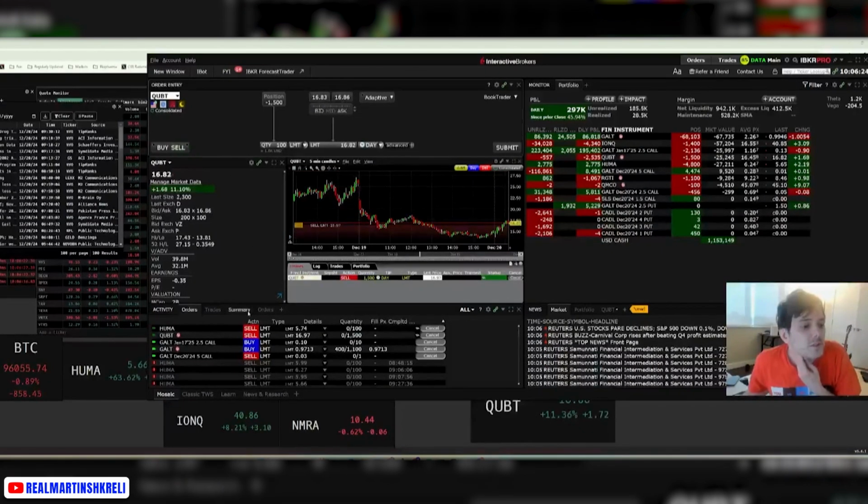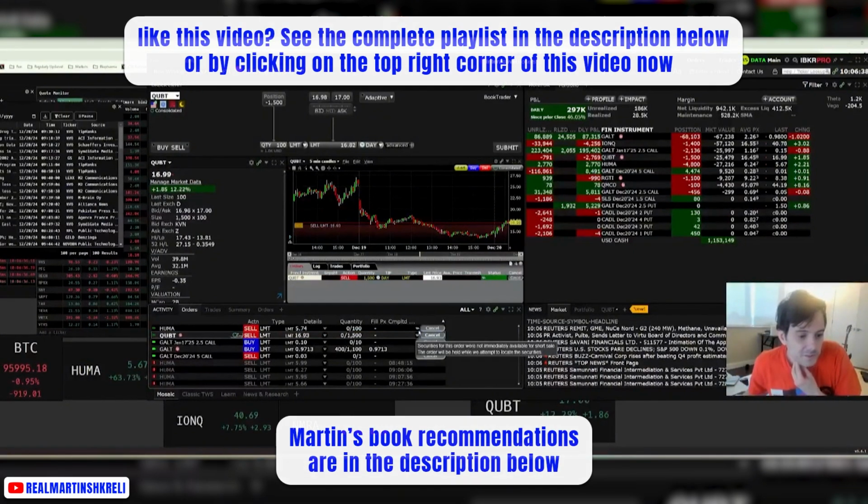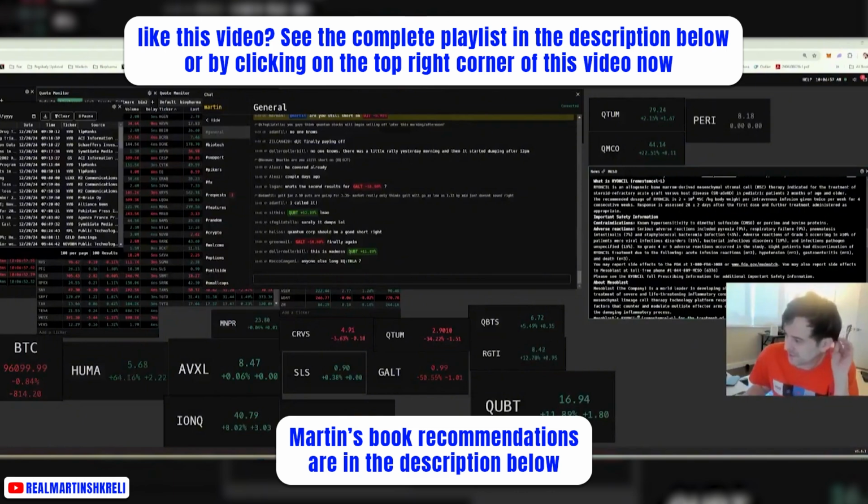Short more QUBT. I'm trying to short more QUBT, but it kind of got away from me. Oh, QUBT's hard to borrow now. That's why. HUMA's hard to borrow. Oh, I was short a lot more than 68K.